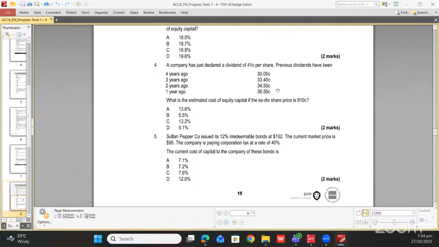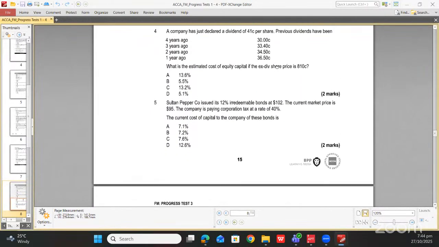Questions 4 and 5. Let me give you probably another 4 minutes for that, not too long. So 4 minutes for these 2 questions. Let's do these 2 quickly, because they give you some historic dividends here. So it sounds like they want you to do cost of equity again, with the growth rate. You have to work out the growth using historic dividends. All right, so we have some information here that we can utilize. So 4 minutes for questions 4 and 5.